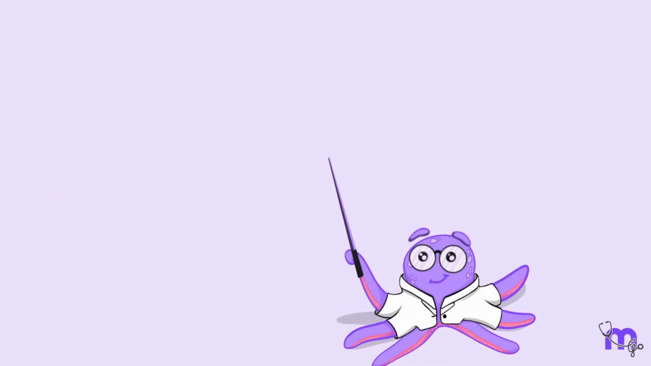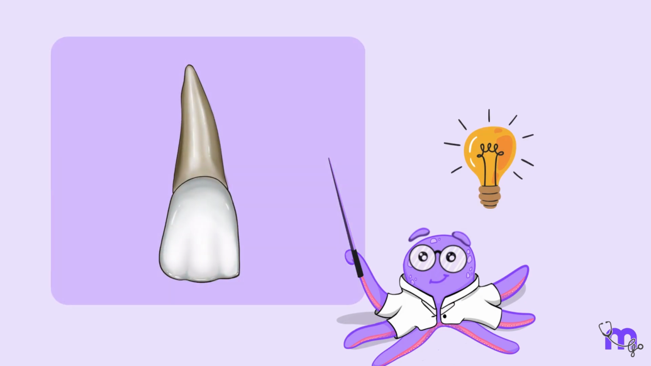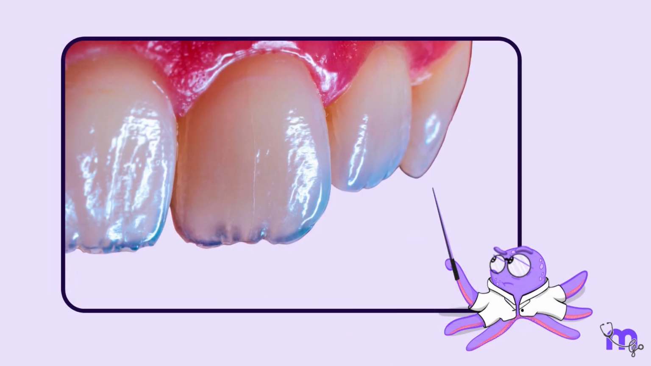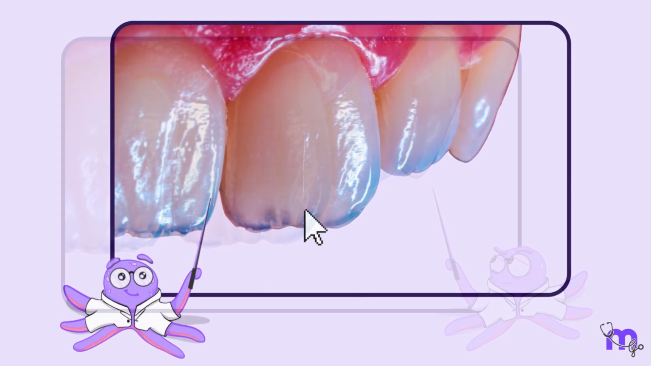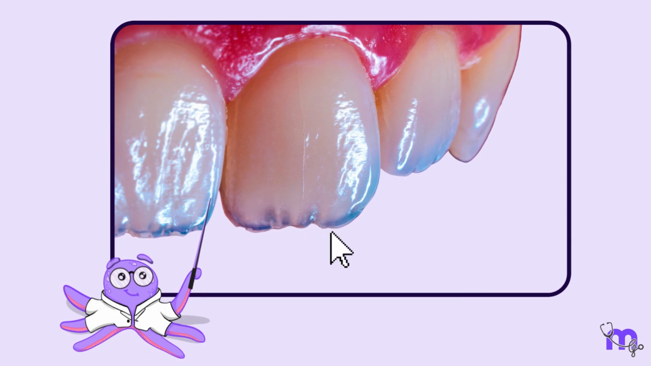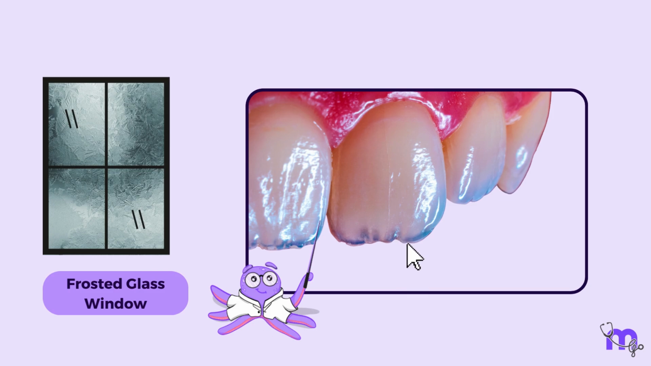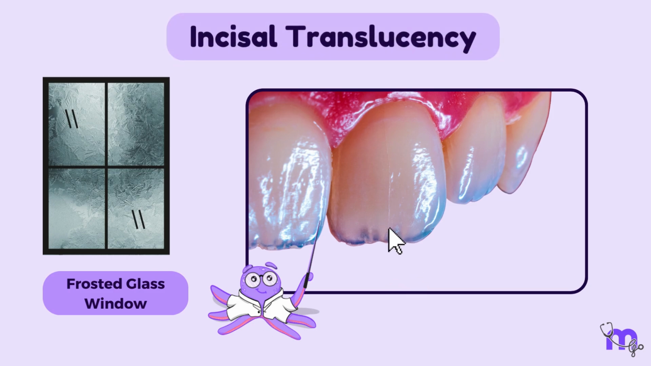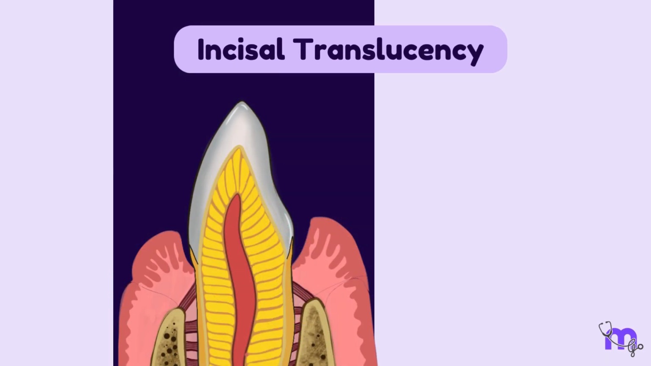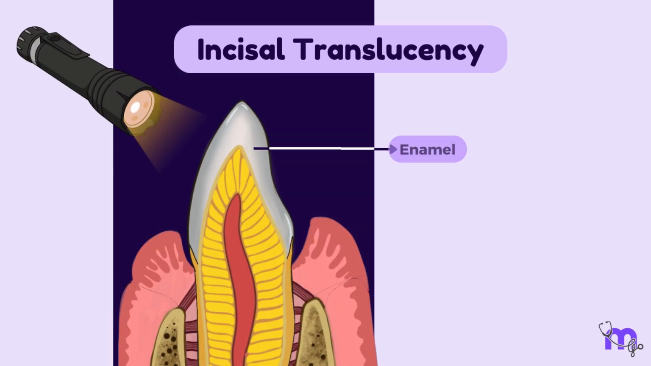I trust that you now have a comprehensive understanding of the maxillary central incisor. Before we conclude, let's also examine this clinical picture. Direct your attention to the incisal third of the tooth. Do you notice any variations in color when compared to the rest of the tooth? It's akin to looking at a frosted glass window, and this visual effect is referred to as incisal translucency, a phenomenon that arises from light interactions with tooth enamel and dentin layers.